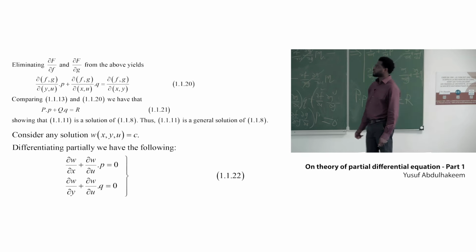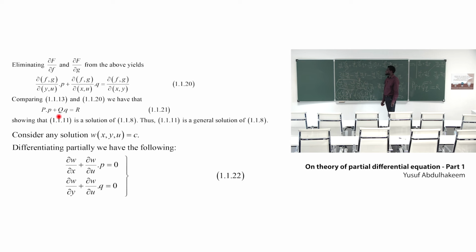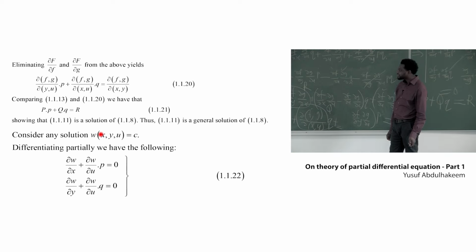So here, this is what we have. We can see the equation as derived earlier, which gives rise to this. Now, consider any solution, this, which is equal to c, as we have said earlier. Then differentiating this solution here with respect to x and y, it will give us this.